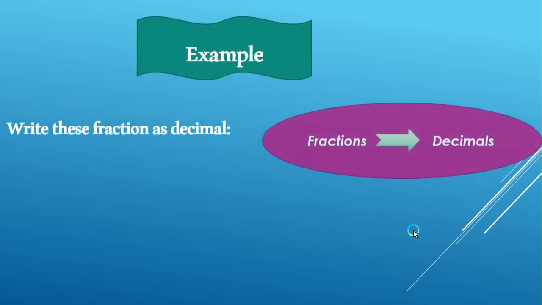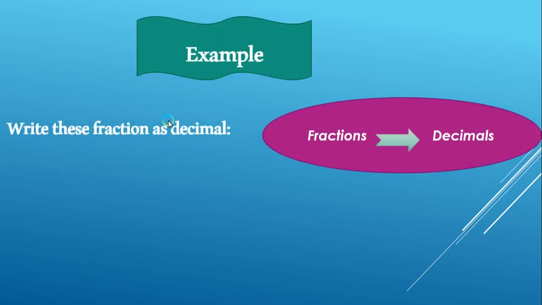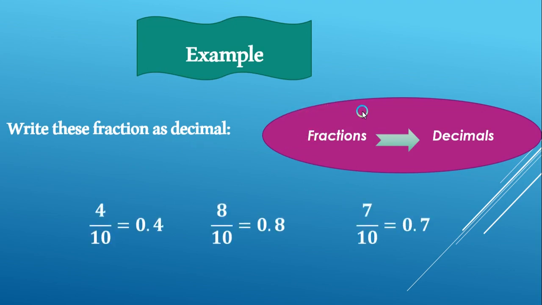So let us discover another example. Write this fraction as a decimal. Like you see here, I will convert fractions to a decimal. If we have, for example, 4 over 10, 8 over 10, 7 over 10, how will I convert it? Like you see here, it's 0.4, 0.8, 0.7. The process is easy. Just remark that you have 10 down here.